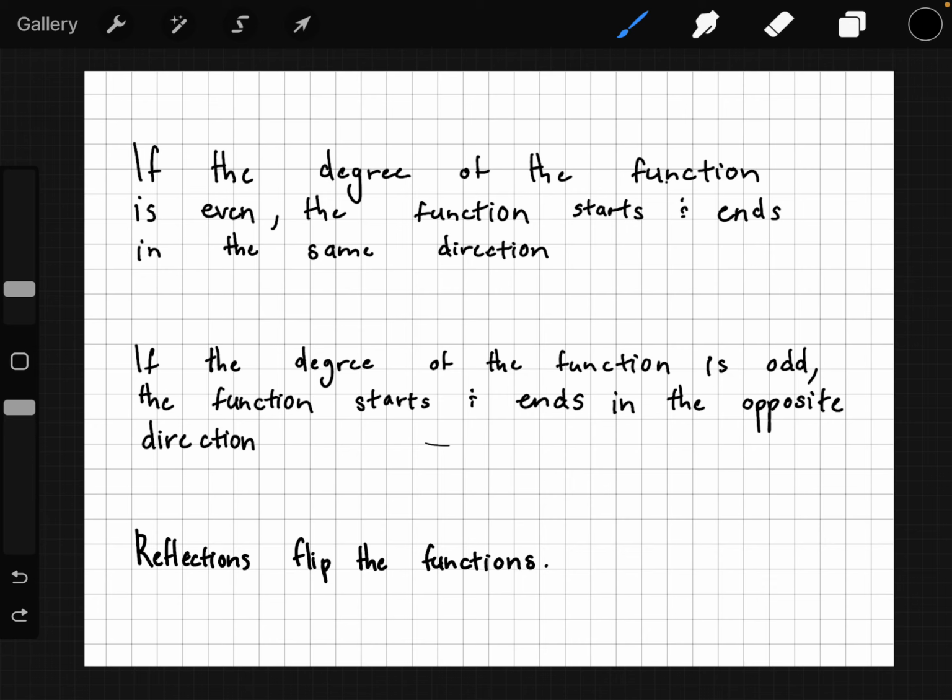This is lesson 4.4, graphing high degree functions. The degree of a function is the highest power of x that is visible in a function. So if the degree of the function is even, then the function will start and end in the same direction. If the degree of a function is odd, then the function starts and ends in opposite directions. And if there's a reflection applied to the function, those end behaviors will flip.